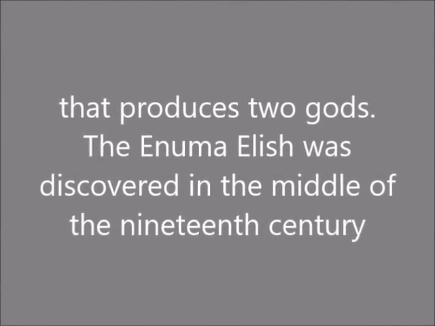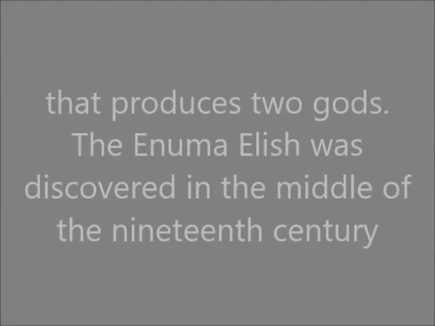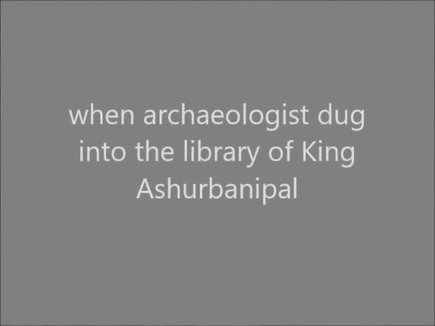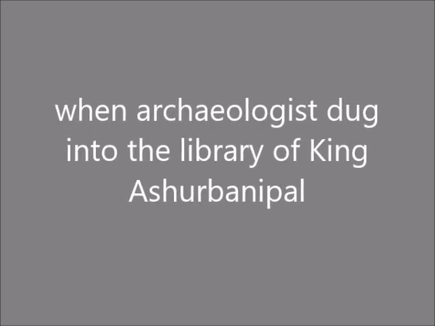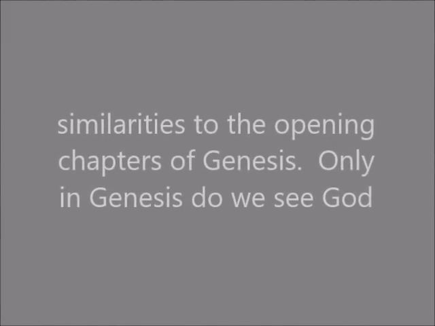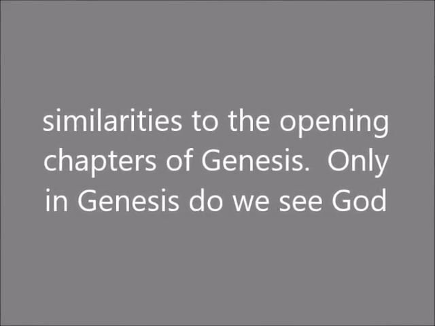The Enuma Elish was discovered in the middle of the 19th century when archaeologists dug into the library of King Ashurbanipal of Nineveh. Religious texts were found that contained a few superficial similarities to the opening chapters of Genesis. Only in Genesis do we see God existing from all eternity, long before the creation of the universe. God is the source of the universe and the power behind it. He is not a product of his creation.